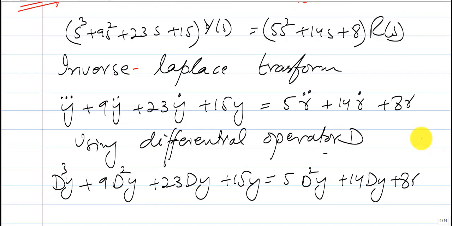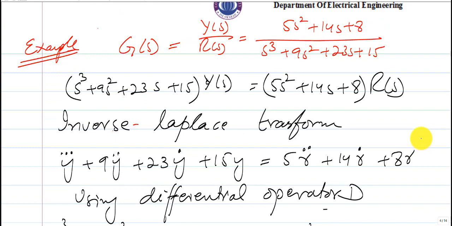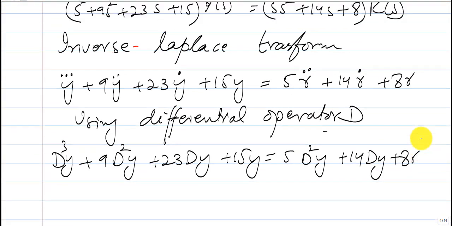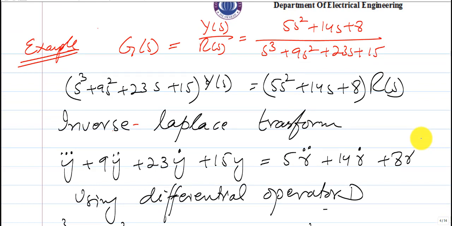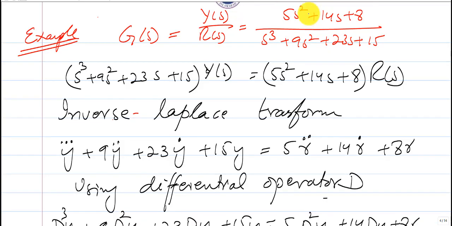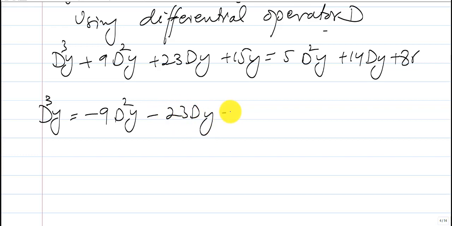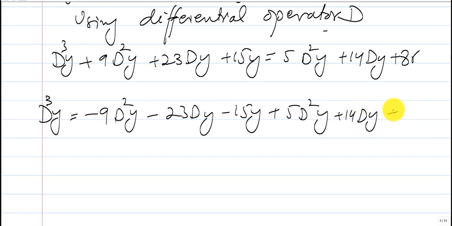One thing you might have noticed is that all the transfer functions we have used so far are strictly proper transfer functions. In a strictly proper transfer function, the order of the denominator is always greater than the order of the numerator. Now again, we will leave it here and take all the terms there: minus 9D^2 y minus 23Dy minus 15y plus 5D^2 r plus 14 Dr plus 8r.